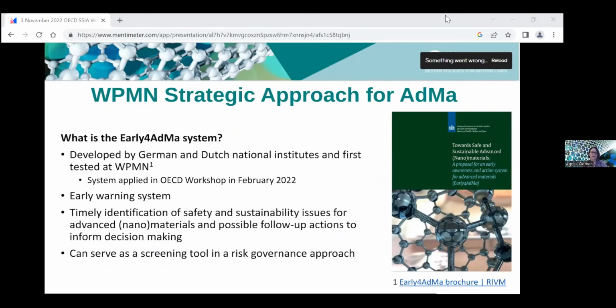So what we try to do is timely identification of safety and sustainability issues for advanced materials, with the emphasis on nanomaterials, and identify possible follow-up actions. We identified also that this system could serve as a screening tool in a risk governance approach. And if you would like to find more details, you can use the link that is indicated in this slide.